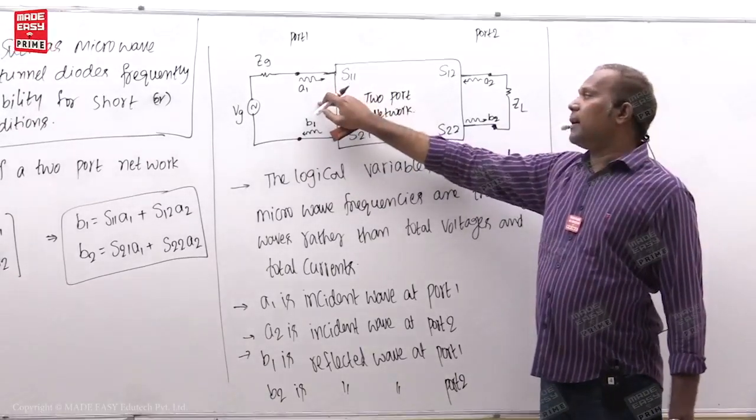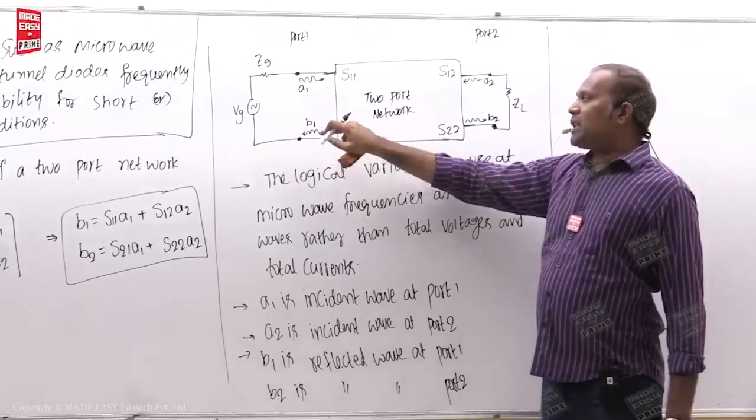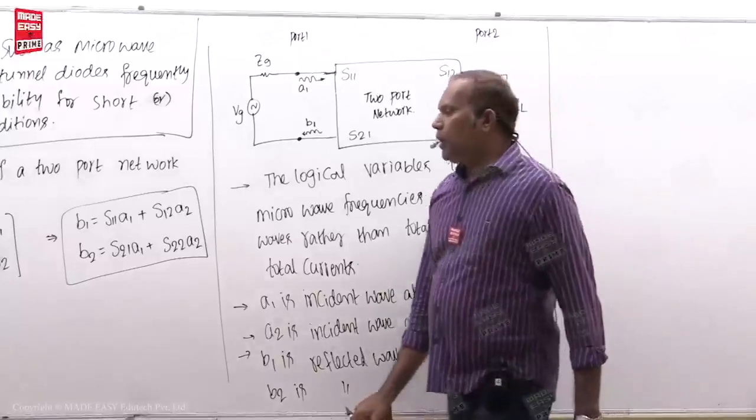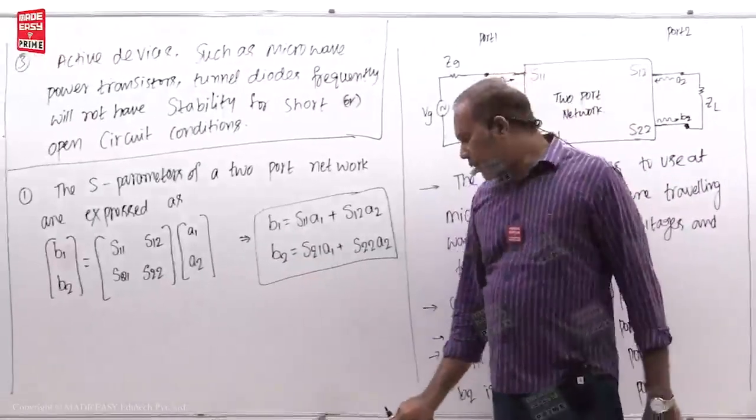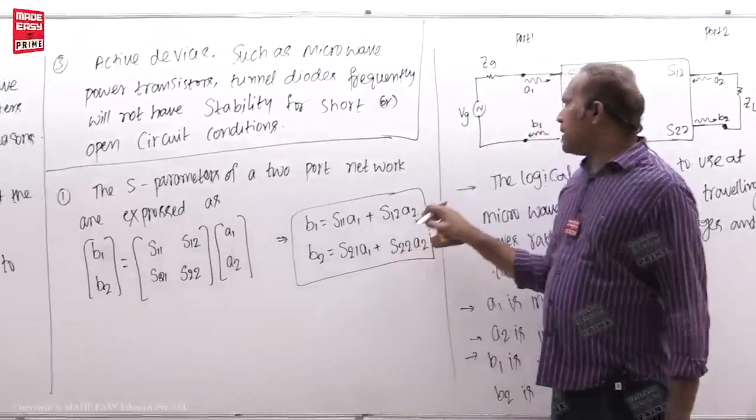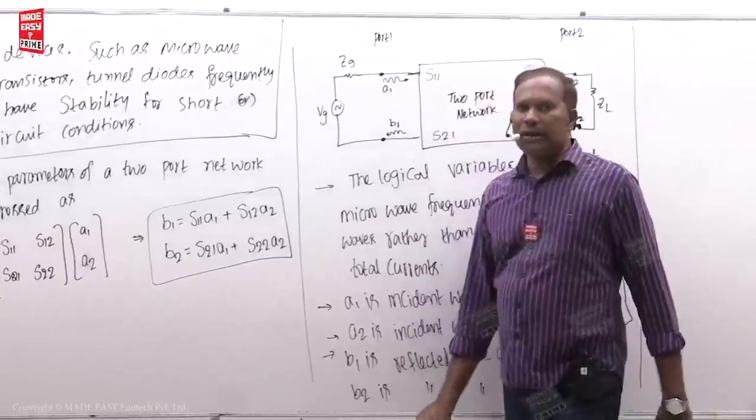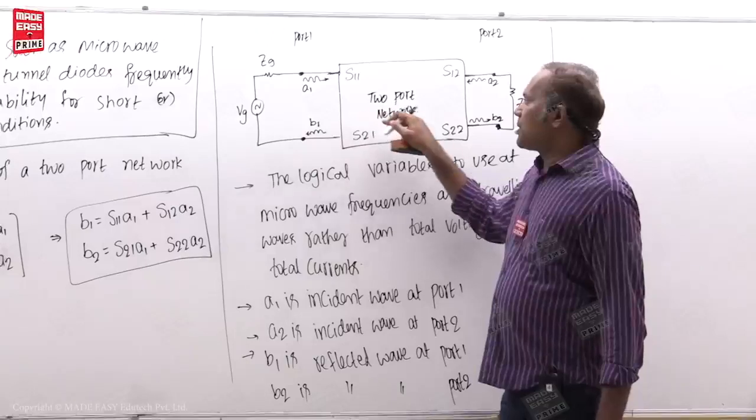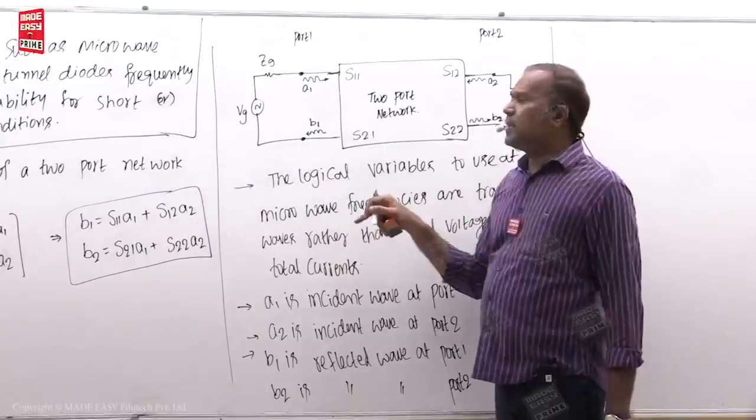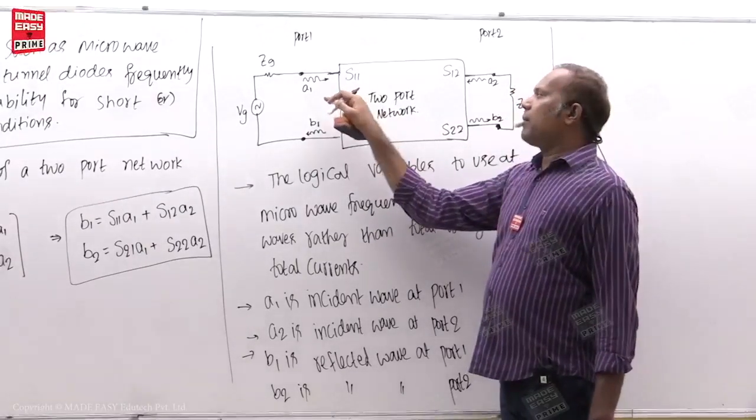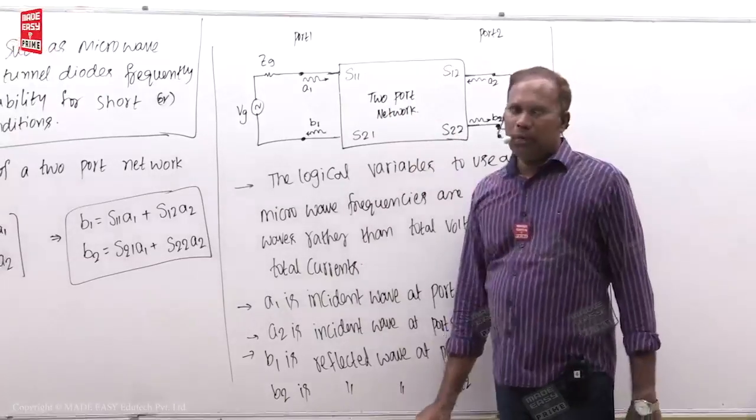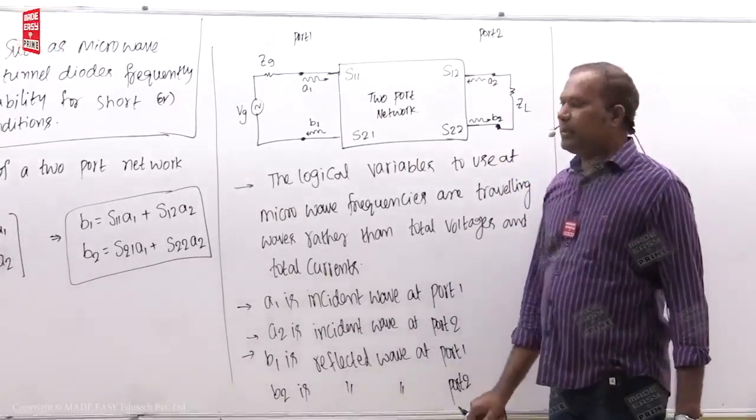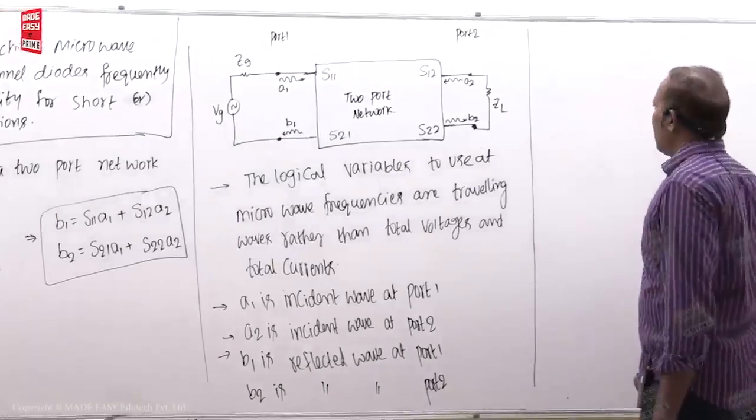So that is why it is called a transmitted signal from port 1 to port 2. B2 is called the transmitted signal from port 1 to port 2, and A1 is the incident signal. So that is called the transmission coefficient. Forward transmission coefficient means going from port 1 to port 2. Reverse transmission coefficient means going from port 2 to port 1. That is the meaning. So now let us define S11.